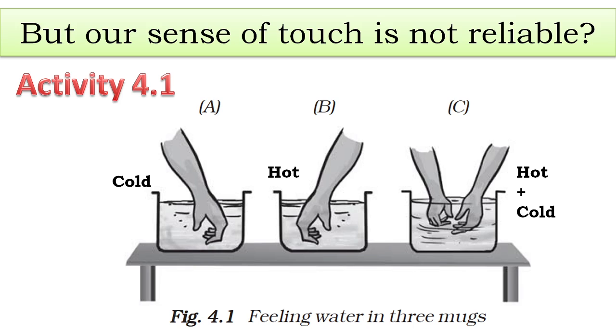After 2 to 3 minutes, you have to take out both your hands and put both your hands in container C. Now if you test, your two hands will tell two different informations to your brain.